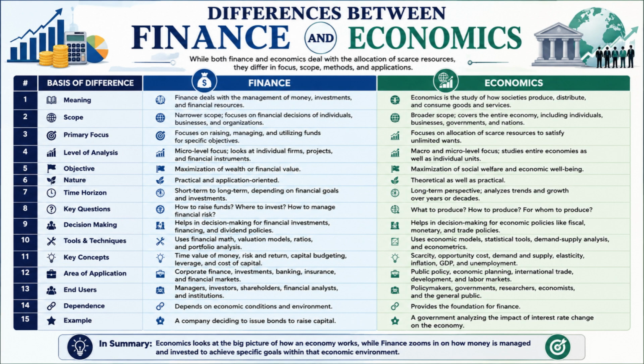Number 10. Finance uses tools such as financial mathematics, valuation models, financial ratios, and portfolio analysis, whereas economics uses economic models, statistical analysis, demand-supply models, and econometrics. Number 11. Finance is based on concepts such as time value of money, risk and return, capital budgeting, and leverage, whereas economics is based on concepts such as scarcity, opportunity cost, elasticity, inflation, and unemployment.